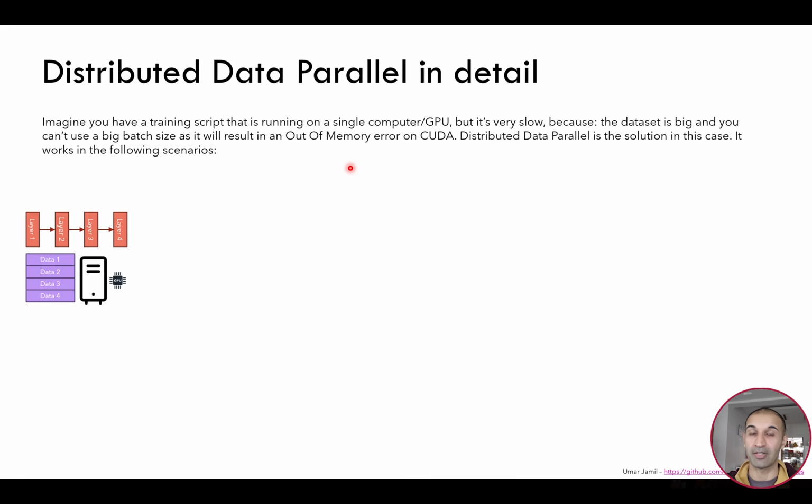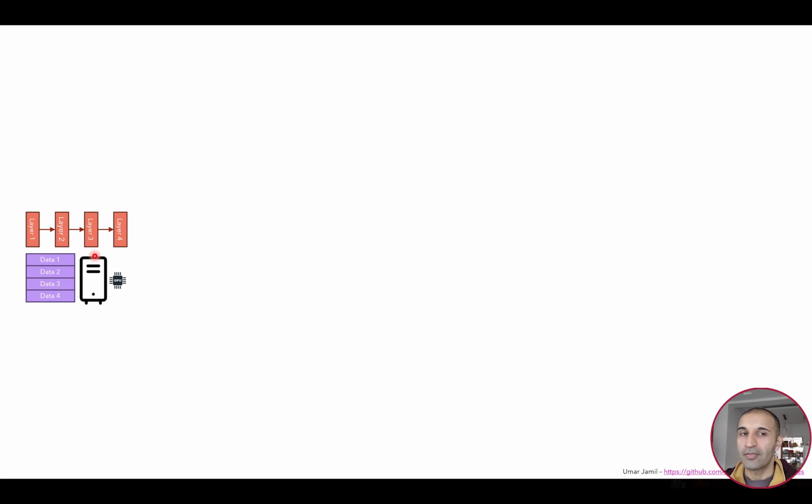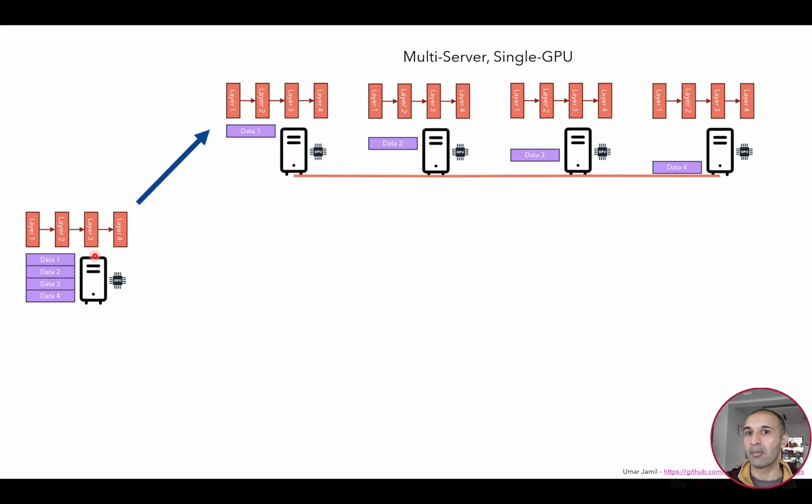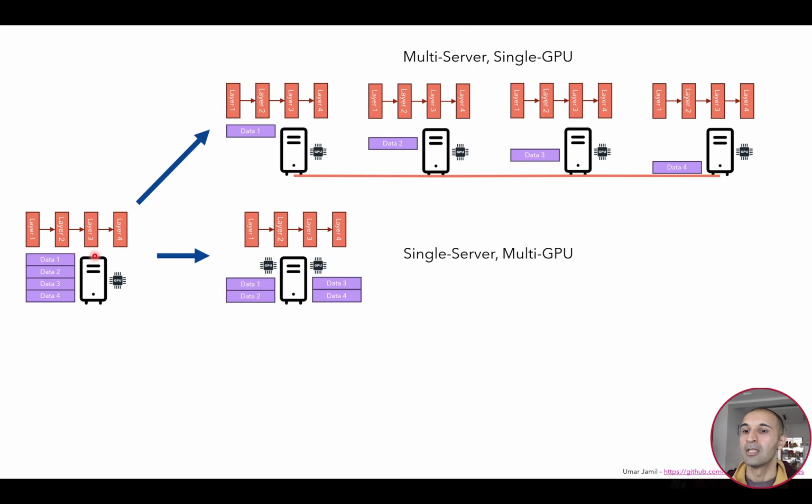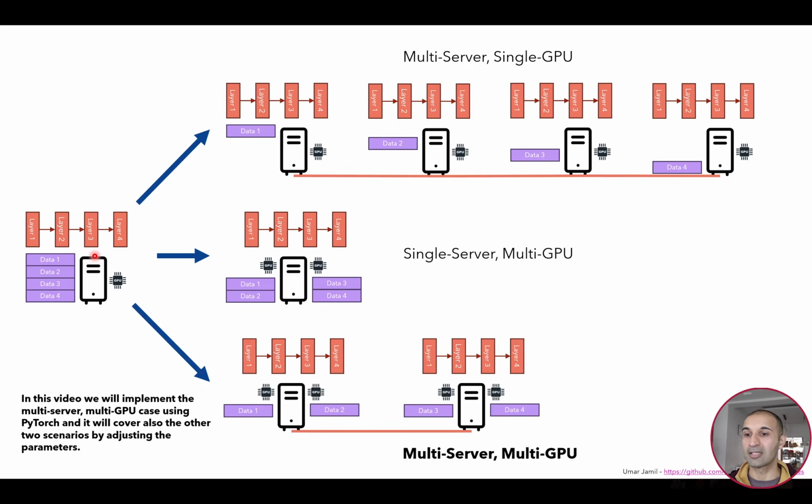It works in the following three scenarios. Imagine you have a model that can fit on a single GPU and you have a training loop that works, but it's very slow. The first thing you can do is train the model on multiple servers, each one having a single GPU, and this can be done with distributed data parallel. The second setup is that you just want to increase the number of GPUs on your existing computer, and this one also can be managed by distributed data parallel training. The final setup that you may want is multiple computers, each one having more than one GPU.